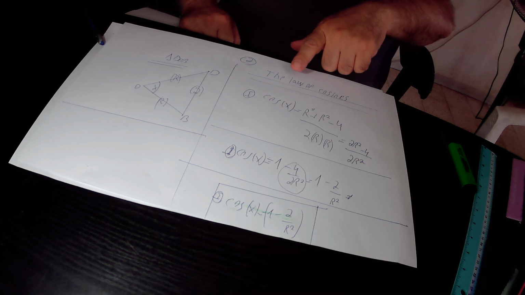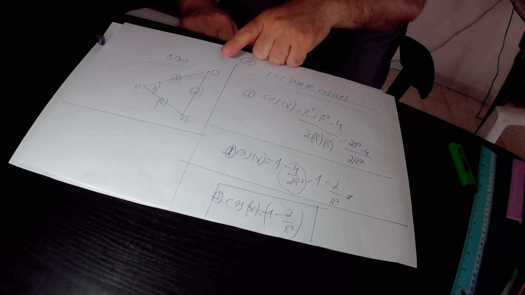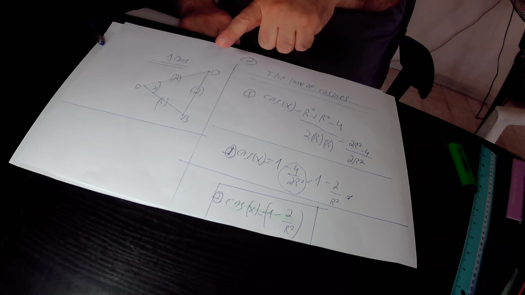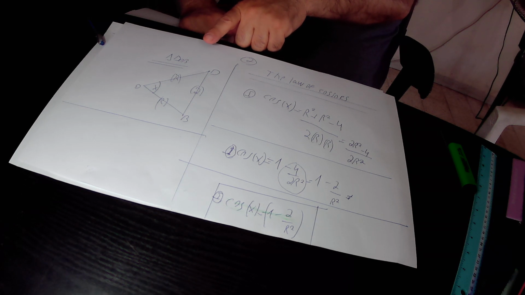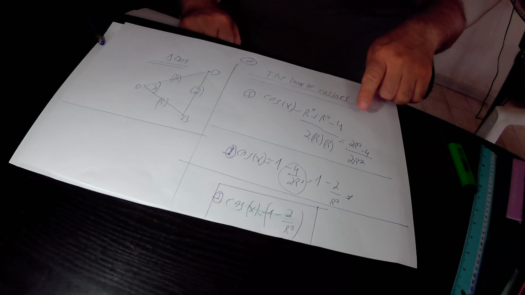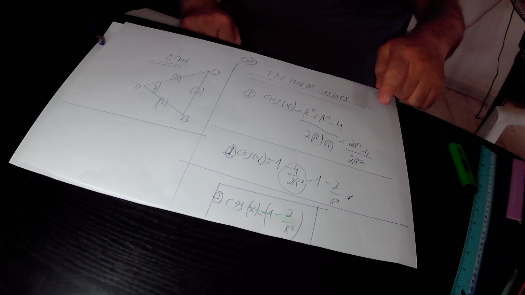So in total we found that cosine x equals R square plus R square minus 4 over 2 times OB. OB is R, so it is 2 times R, times DO. DO is R. So in total, in the denominator we have 2 times R times R. So, according to the law of cosines, cosine x equals R squared plus R squared minus 4 over 2 times R times R. R squared plus R squared is 2R squared, so in the numerator we have 2R squared minus 4, over 2 times R times R, that is 2R squared.